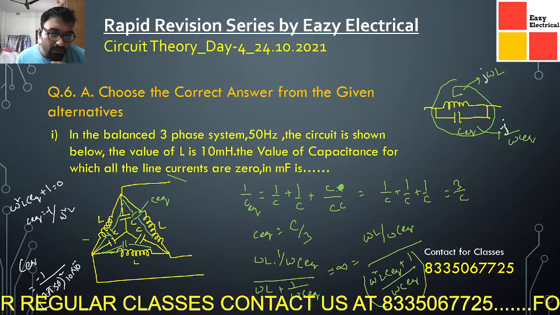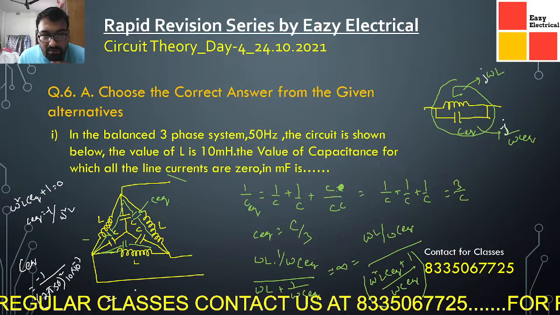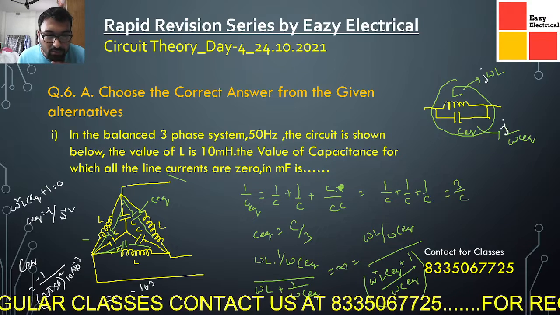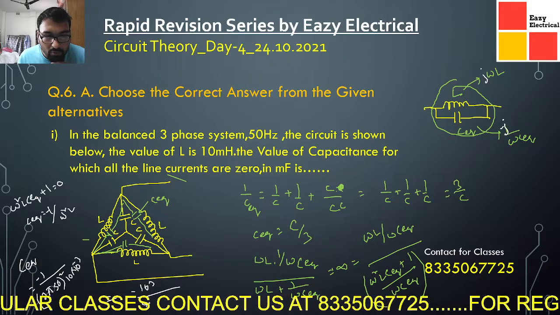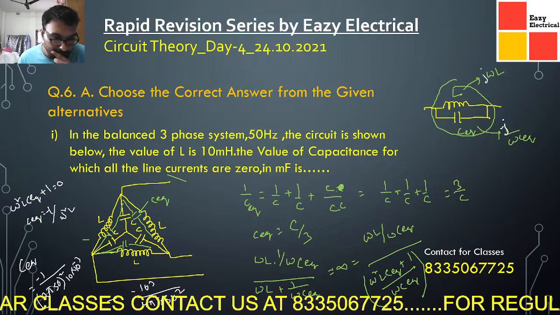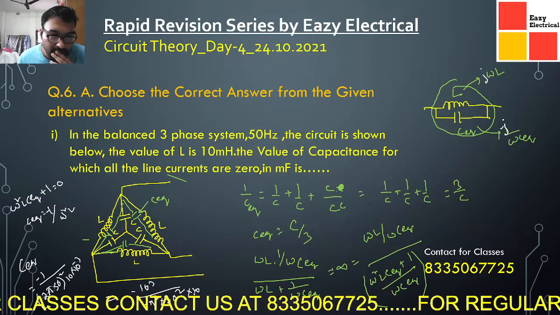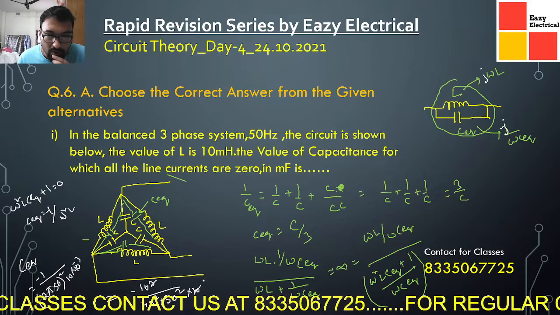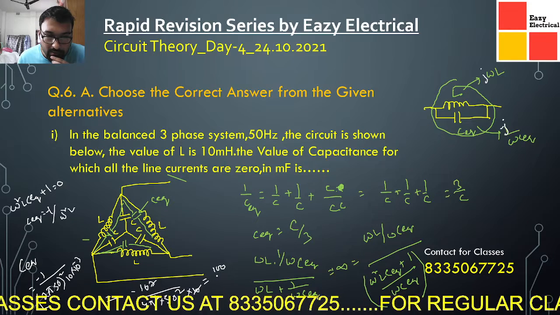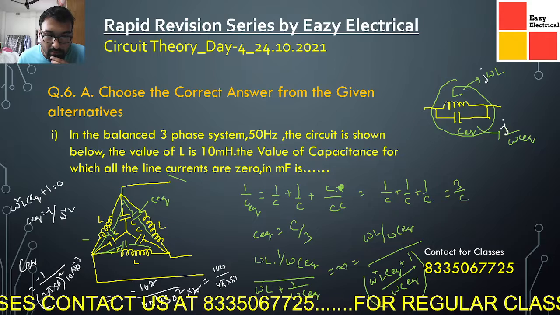10 into 10 to the power minus 3 you are getting. So here the result will be, minus is not an issue, 10 cube divided by 4 pi square into 50 square, and another 10 is there. So 100 we are getting here, and here we are getting 4 pi square into 50 square.